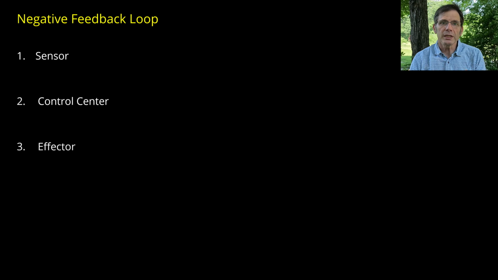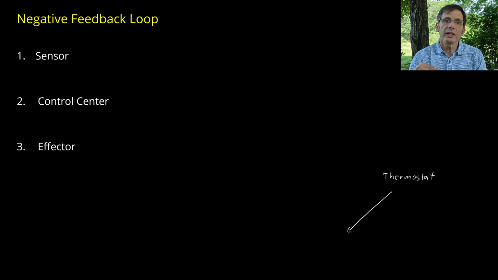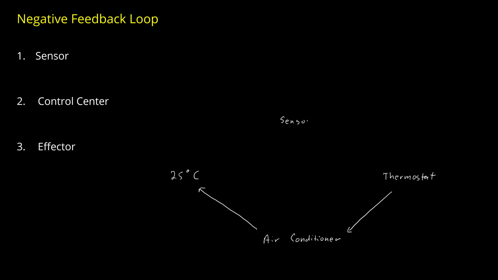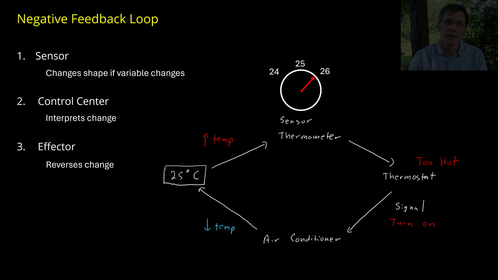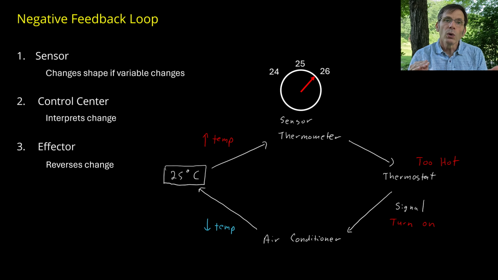I'll get back to body temperature in a second, but to introduce these components, I'll use the analogy of a thermostat turning on an air conditioner to maintain a room temperature of 25 degrees in the summer. The sensor in this case is a thermometer, which changes shape as temperature changes. The control center is a mechanism in the thermostat that reads the thermometer and interprets the change as it gets above the set point. At that point, the control center sends a signal to the air conditioner, which turns on and reverses the increase in temperature. If anything in that loop is broken, we can't cool the room in the summer, so hopefully neither your thermostat or air conditioner break on the hottest day of summer.